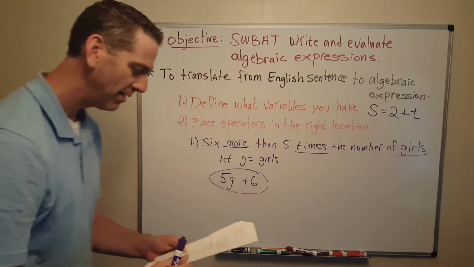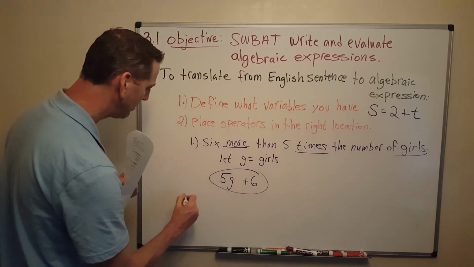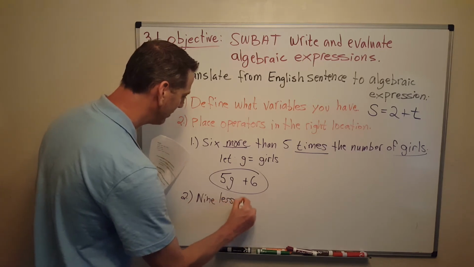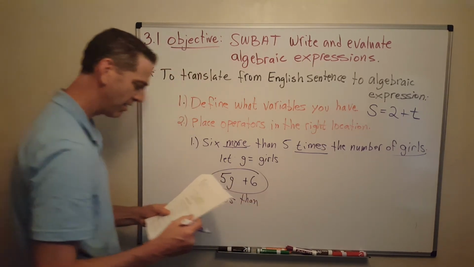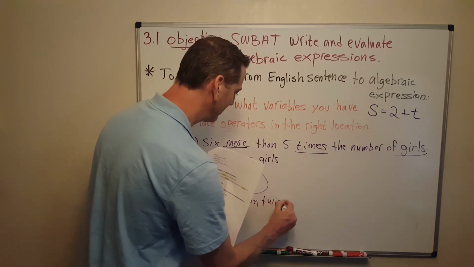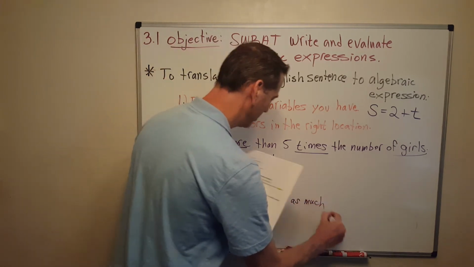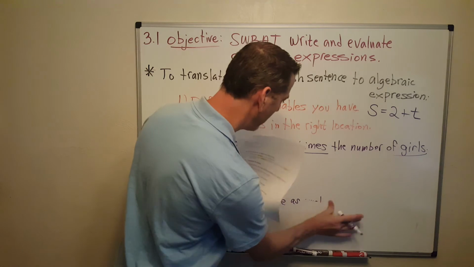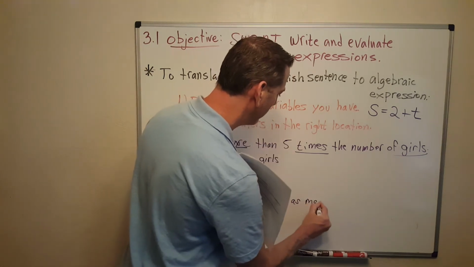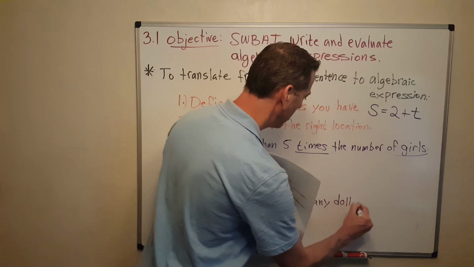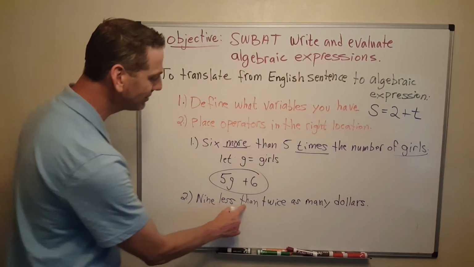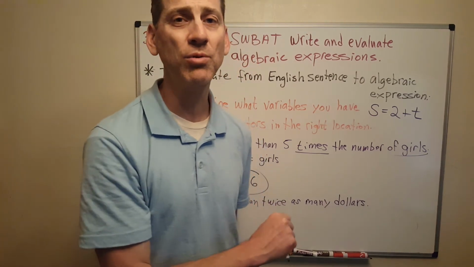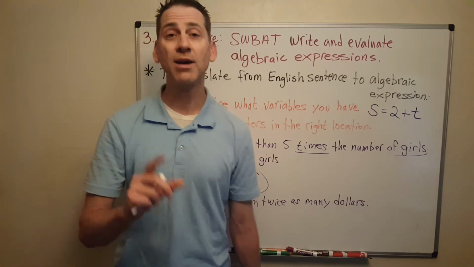Let's see. 9 less than twice as much. Twice as many, a little typo in my notes. So 9 less than twice as many dollars. All right, pause the video, see if you can define your variable, and then see if you can come up with an algebraic expression.